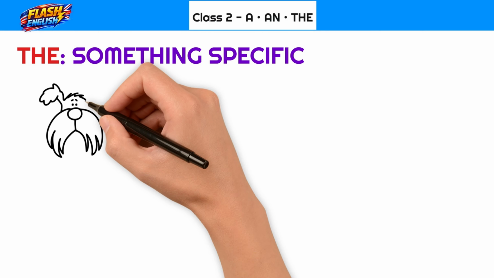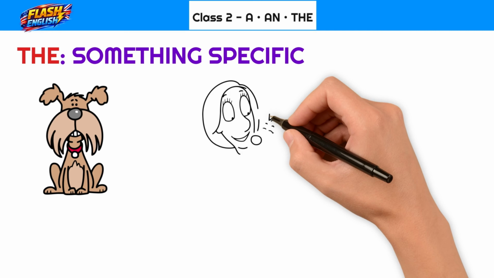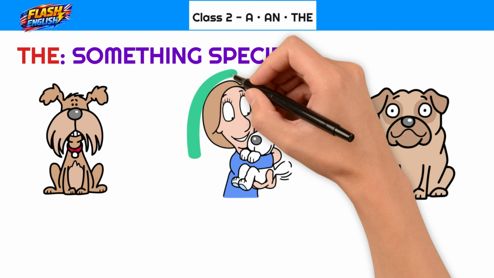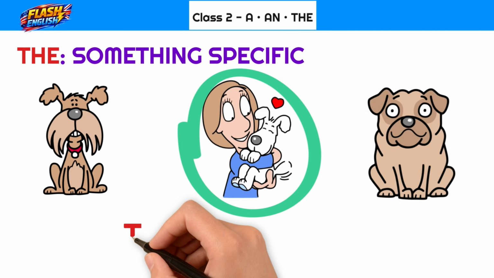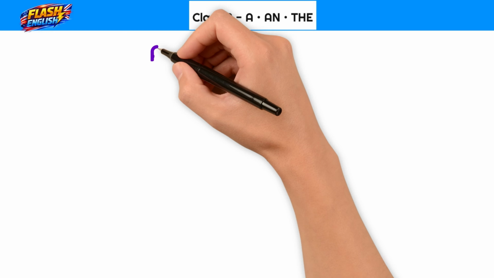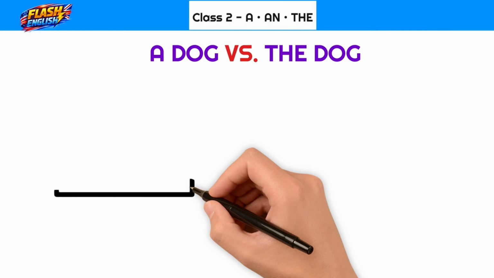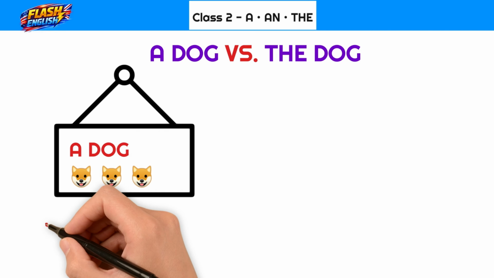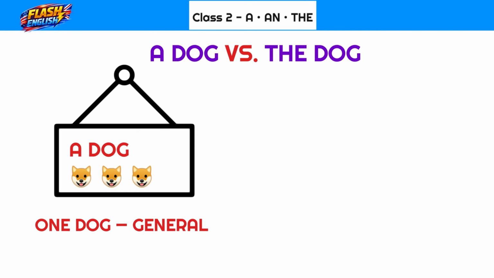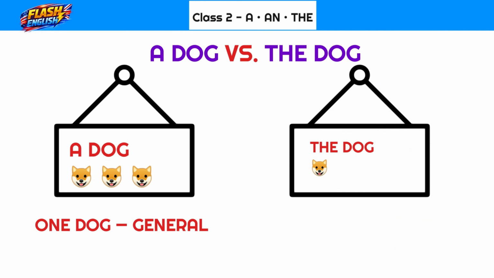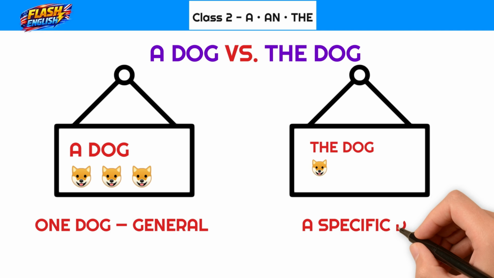Remember the? We use the when we mean a specific thing. Look at these dogs. But we're talking about one specific dog. The dog is happy. What's the difference between a dog and the dog? A dog means any one dog. The dog means a specific dog. A dog, general. The dog, specific.